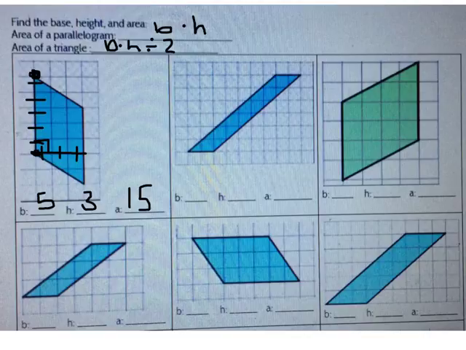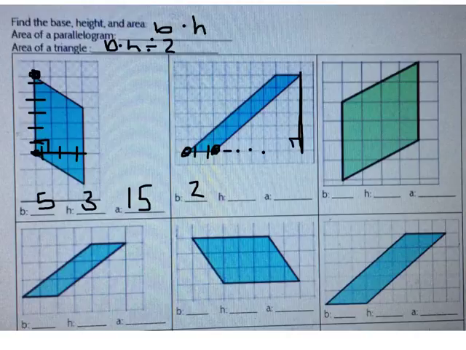Now let's do one more together. First, I need to find a line that I can count as the base. I'm going to count the entire line but nothing else. 1, 2. The height is how tall the parallelogram is at a right angle. Remember that the height can be outside of the parallelogram if it has to be. It just needs to tell me how tall the parallelogram is at a right angle to the base. So I can count the height. 1, 2, 3, 4, 5, 6. So what's the area? The area is 12 square units.